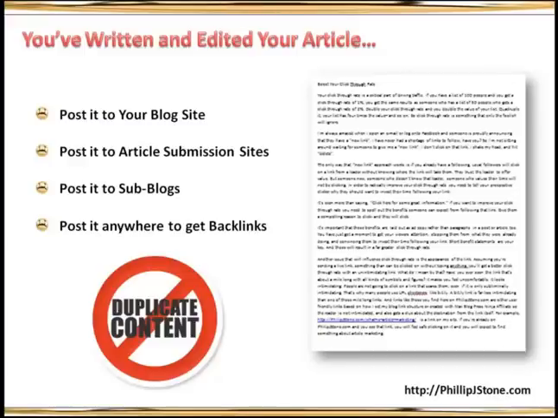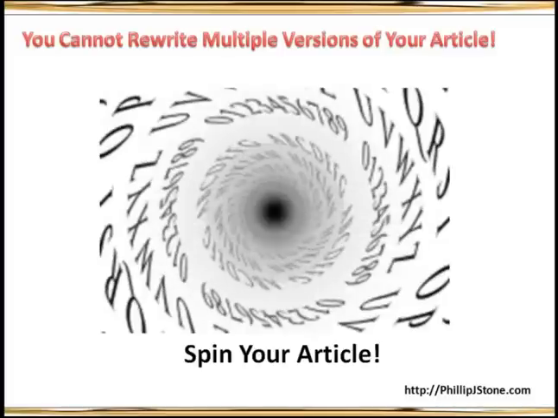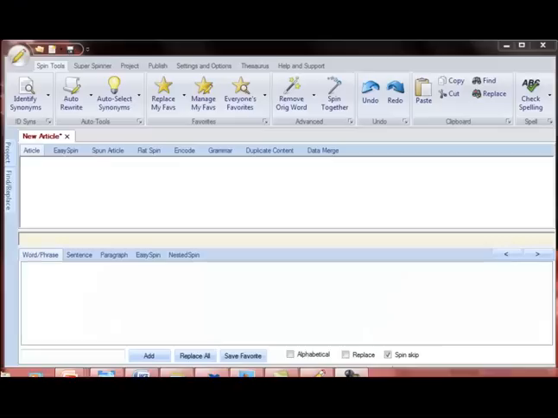So you have no choice but to not post that exact article in multiple places. Since you can't rewrite multiple versions of it, it would take you forever. You only have one real choice. You have to spin your article. So let's jump right into a spinning program that I use. It's called The Best Spinner, and I'll show you exactly how I get it done.